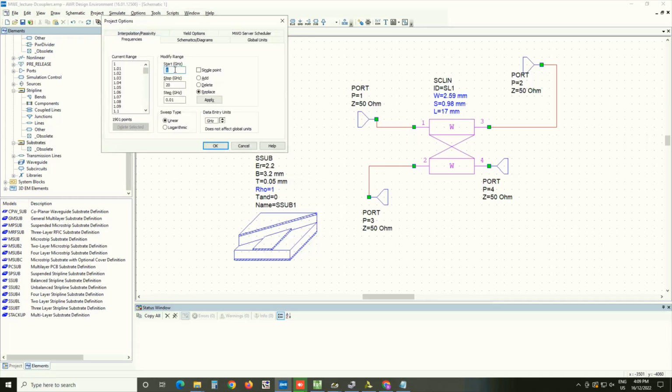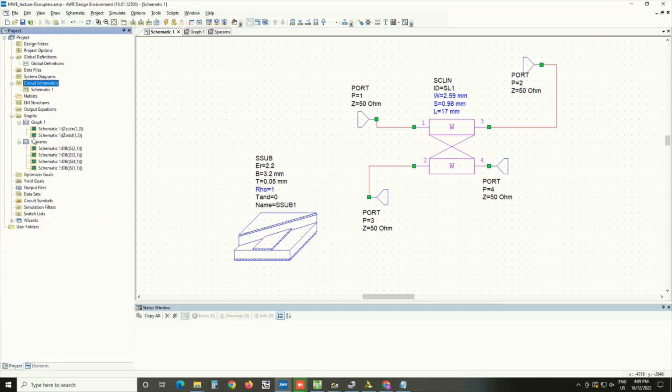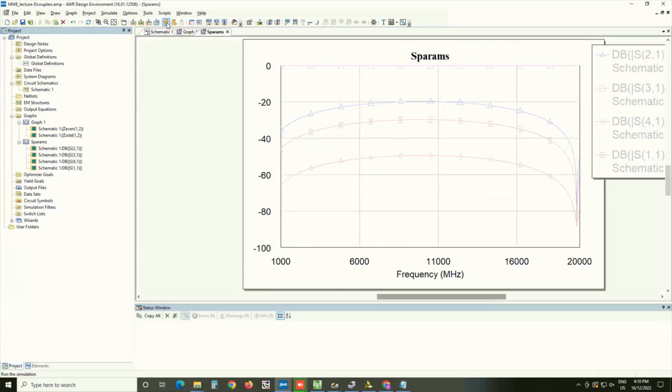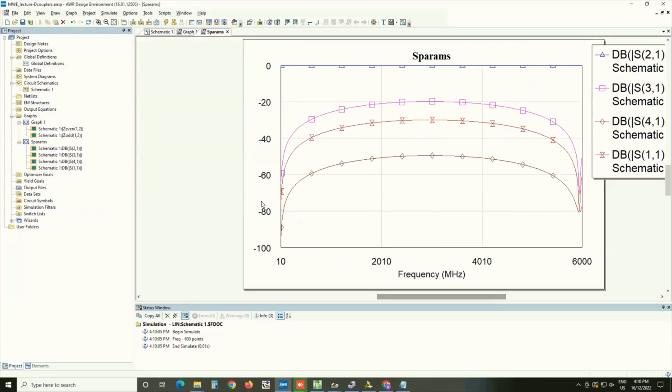So let's go from 0.01 to about 6 gigahertz. I've already defined a graph with all the transmission coefficients: S21, S31, S41, and S11. Okay, so let's look at this carefully.